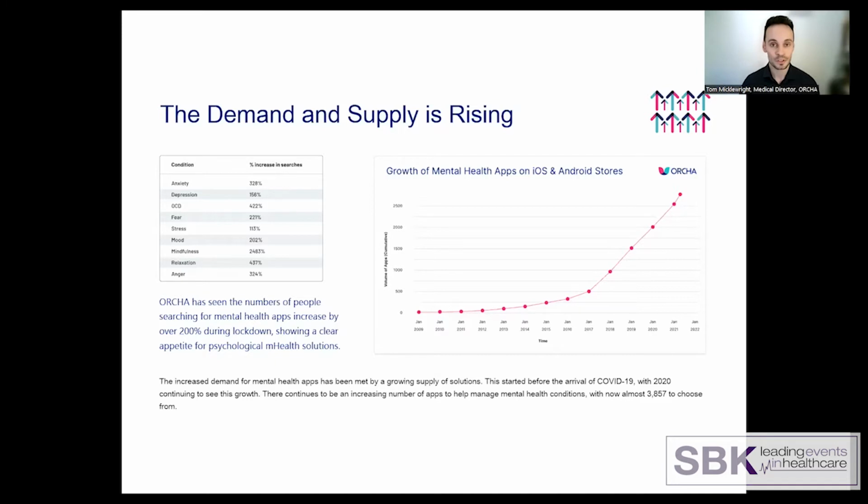But that's also why we need to take the issue of risk, safety, effectiveness really seriously. It's not simply enough for clinicians to say, well, I won't recommend these products anymore, because our patients are still searching for them and potentially accessing inappropriate or, at worst, dangerous tools. Next slide, please.